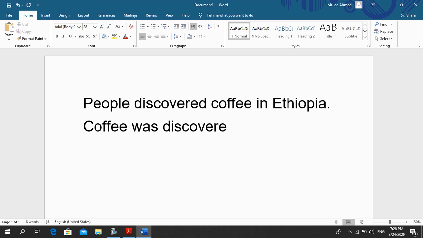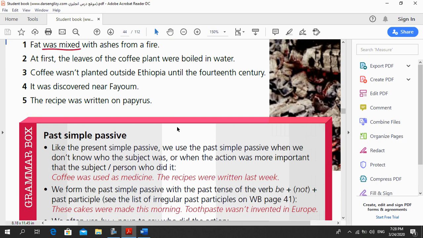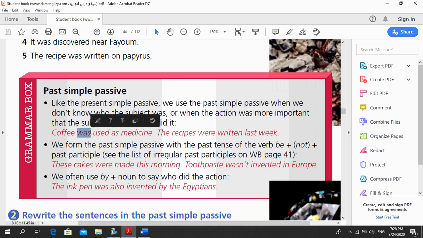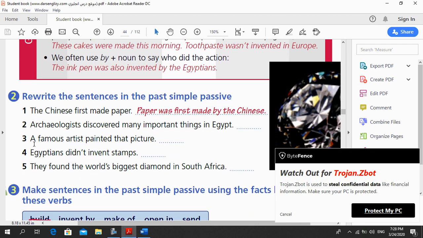This is the same as the previous unit. This is also passive. Coffee here is an object. Now here it's a subject. And I use verb to be in the past because this was the past form. So this is the past simple passive. Coffee was used as a medicine. This is verb to be, was or were, plus the past participle of the main verb. Super easy.